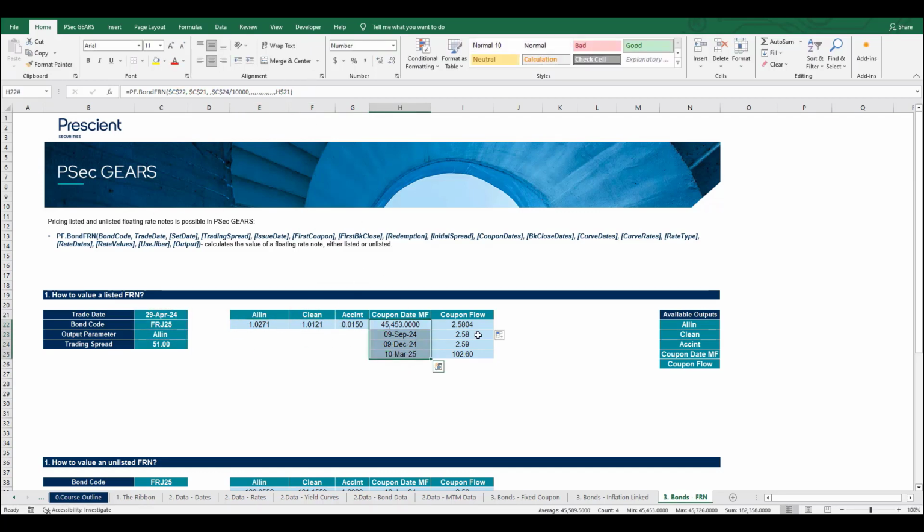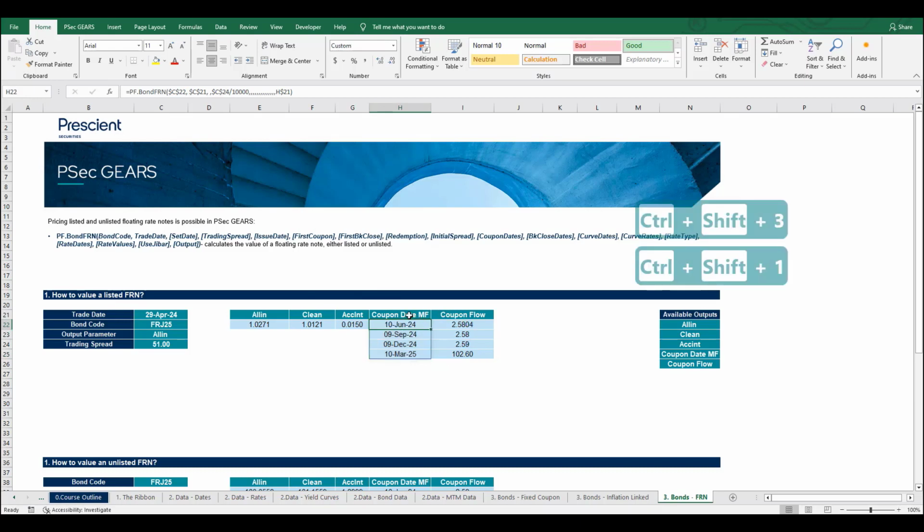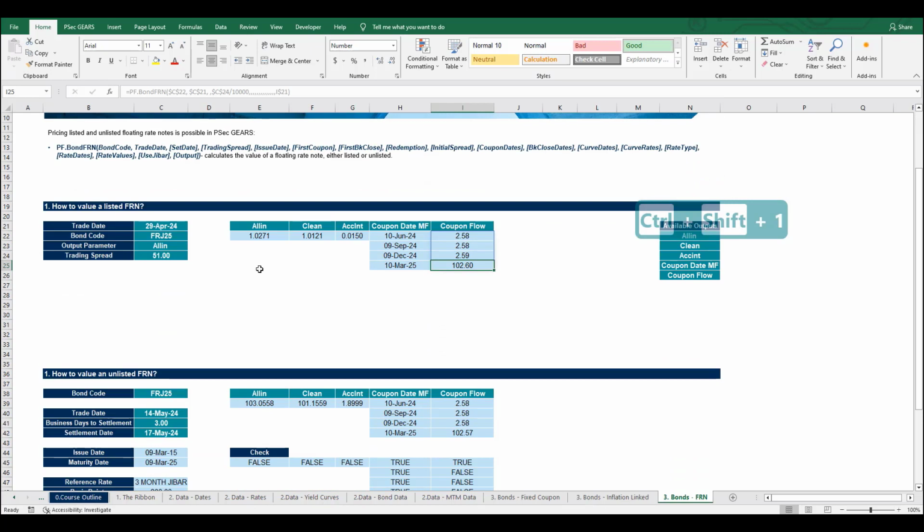We're getting our coupon dates. Let's just convert this to a date. And then we have our coupon flow here as well. So these are just the next coupons and then the terminal amount. So this is for pricing a listed FRN.